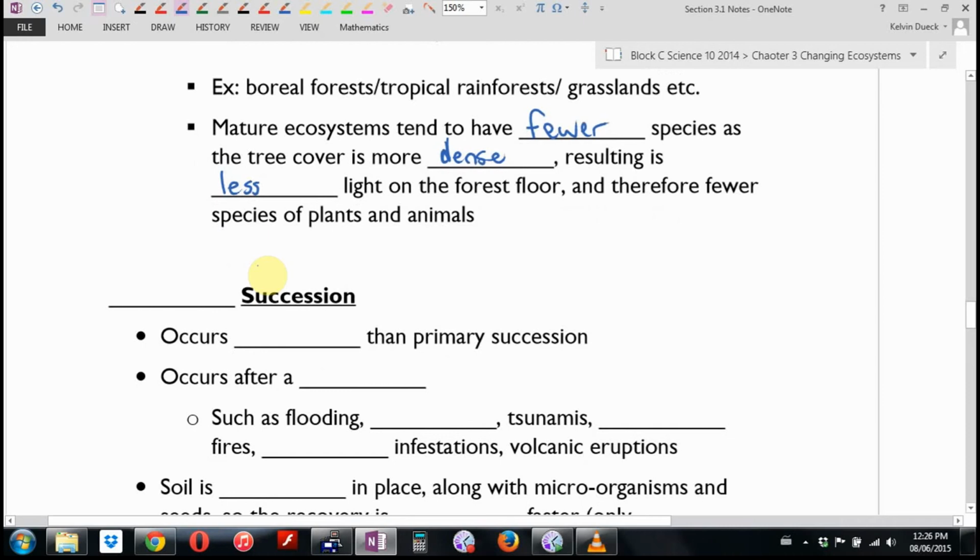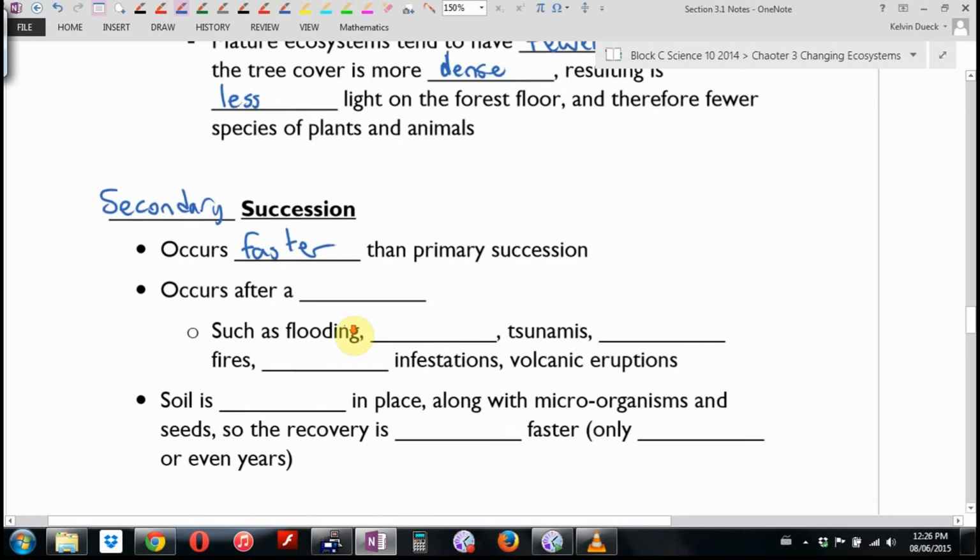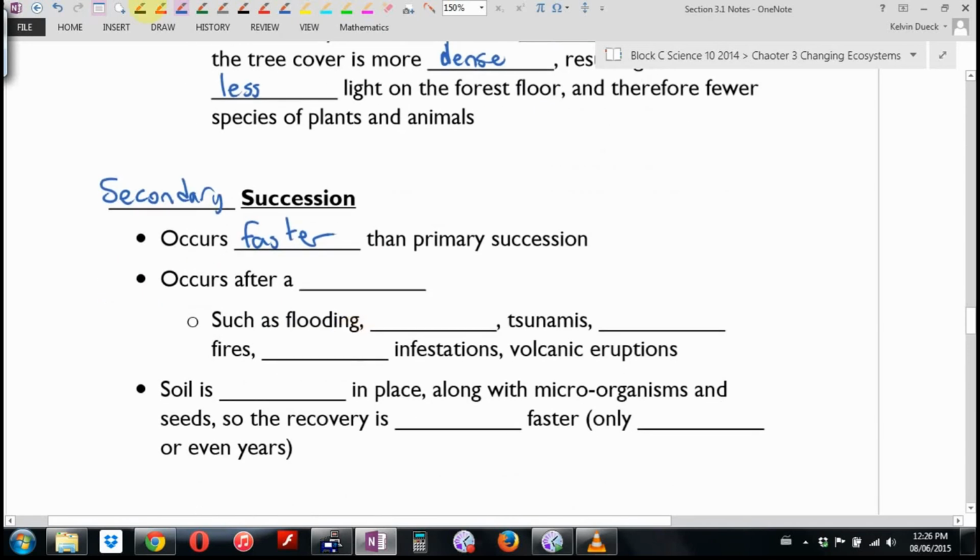What comes after primary succession? This occurs faster than primary succession. Secondary succession usually occurs after some kind of a disaster. Flooding, or what's the fancy word when it doesn't rain for a long time? California's experiencing drought. Or if you're from Texas, drought. Tsunamis, big time.